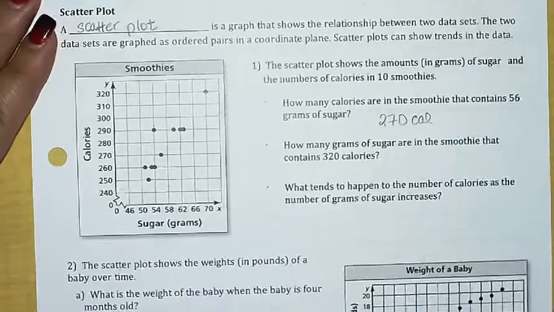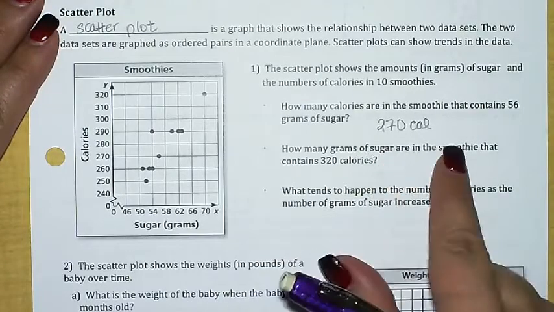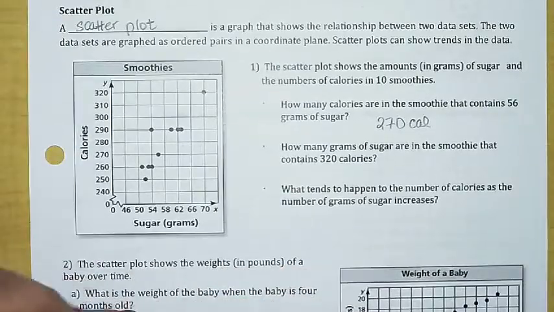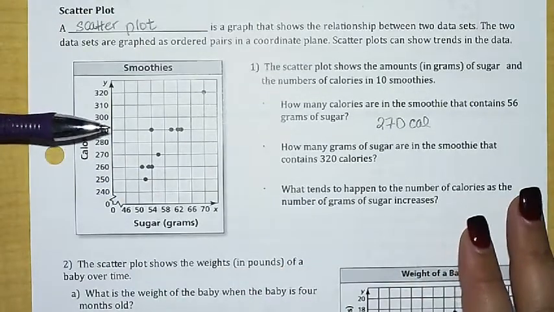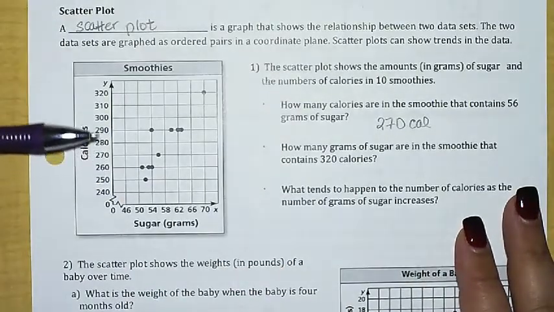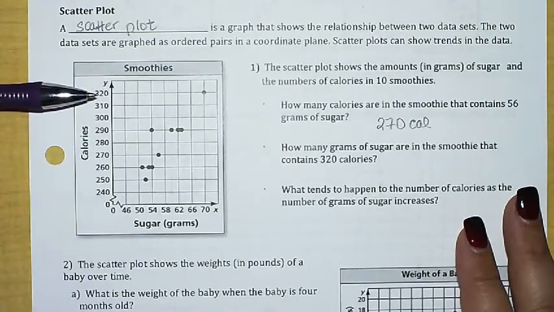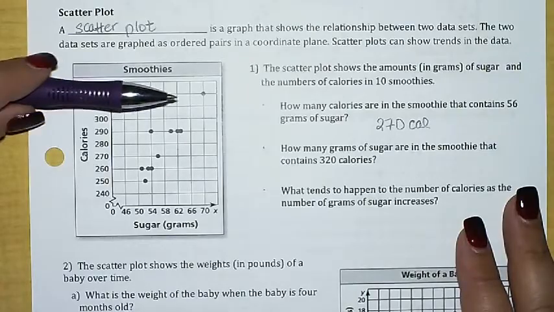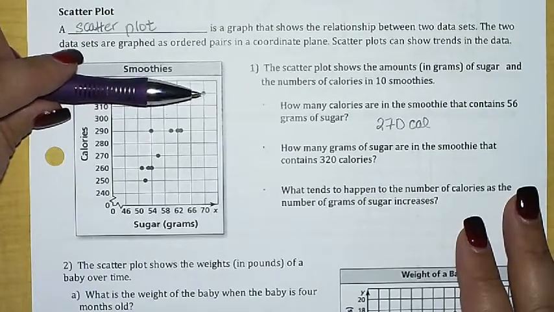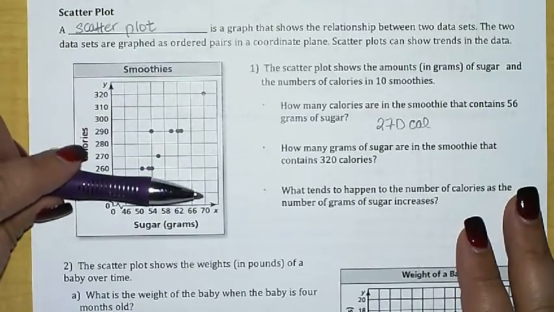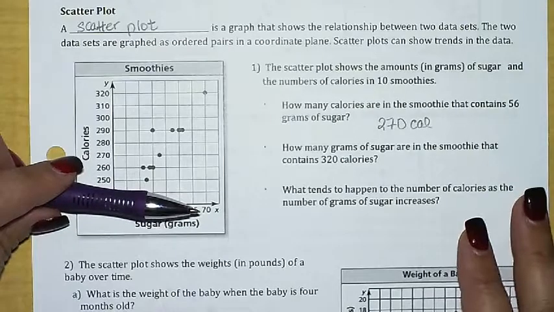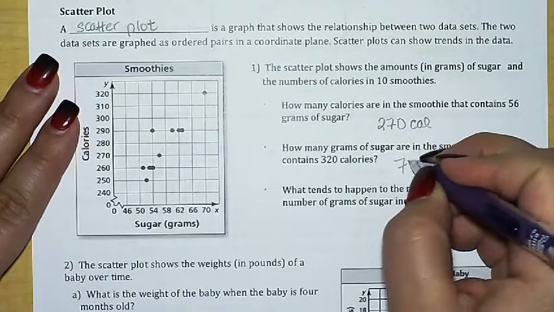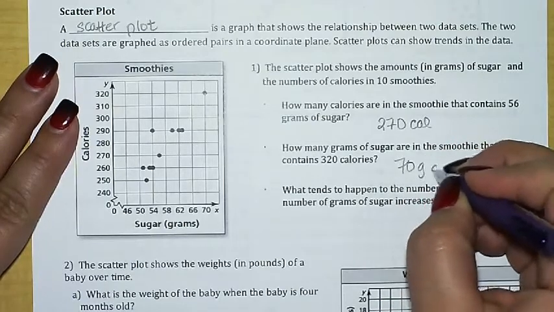Okay. How many grams of sugar are there in a smoothie that contains 320 calories? So we're going to go the same task, but the other way around. So now we know the number of calories. So we're like, okay, what if this smoothie had 320 calories? Do we have any data points, any smoothies that met that criteria? We do right here. So then we look down here to find out how many grams of sugar it had. For this one, it would be 70 grams of sugar.